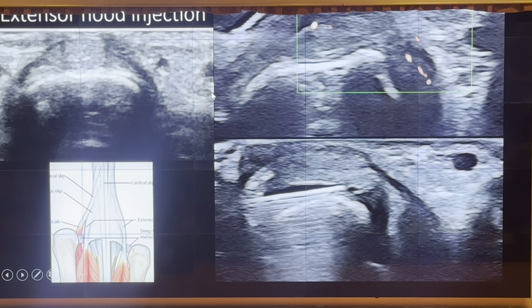And you can see very clearly, you can find the extensor hood becomes swollen, with hyperemia. Beside the structure, you can also see the collateral ligament become very swollen with increased blood flow.